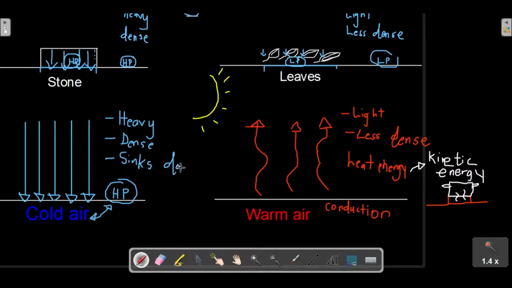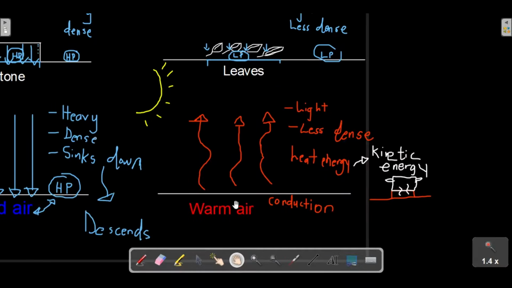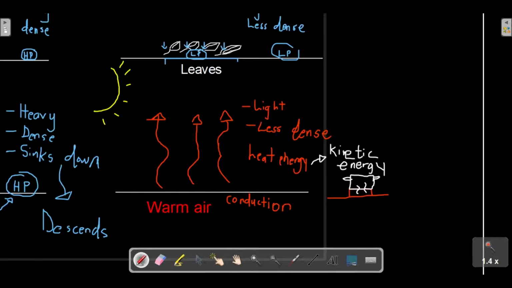Sinks down, or you can say that it descends. Let me rather use that word: it descends. Whereas warm air rises up. So warm air, it rises.